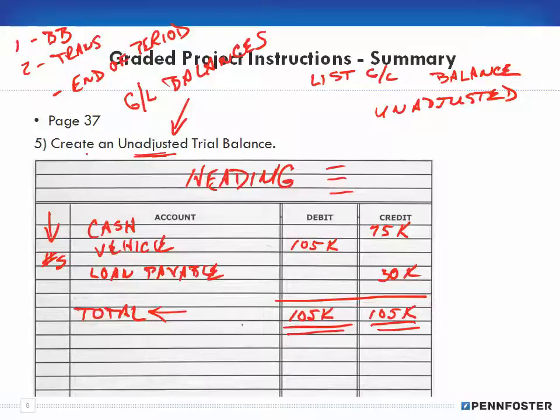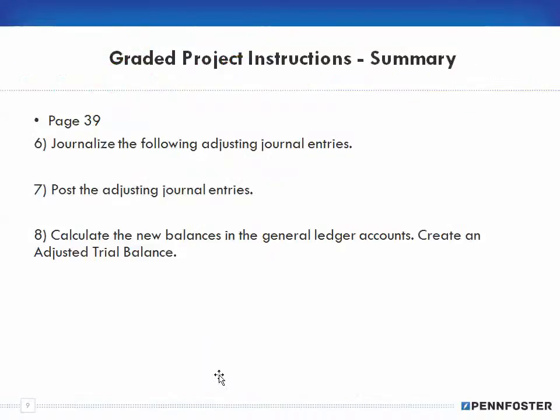So in this step number 5, we're going to create this unadjusted trial balance. And when we have it, we're going to move into the adjusting process. Now, on page 39, step number 6, it says journalize the following adjusting journal entries. Before I get into that, I'm just going to scribble at the bottom of this and then erase it.